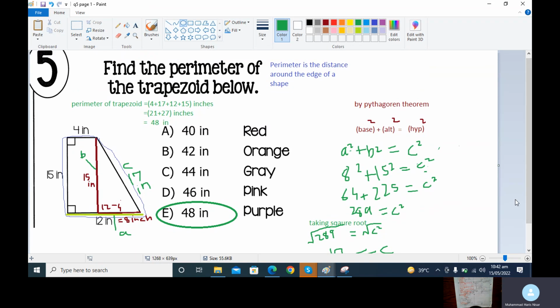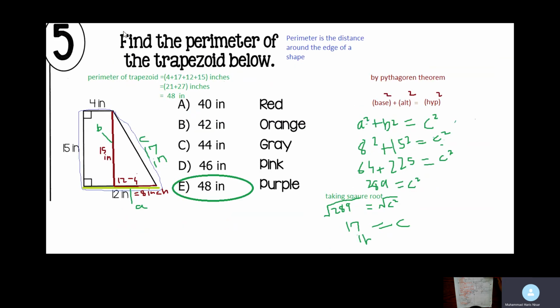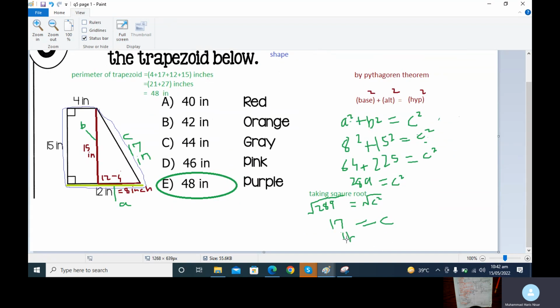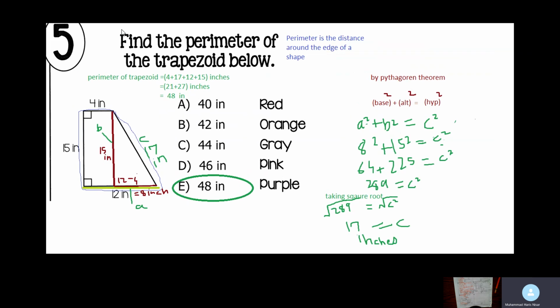You can tell me if you don't understand something, and you can take a picture of it. Let me bring it to the full screen. This is 17 inch. Don't read it as "ln", it is "inch". Let me clear it. You can take a screenshot here, and you can ask me if you have any trouble understanding something.